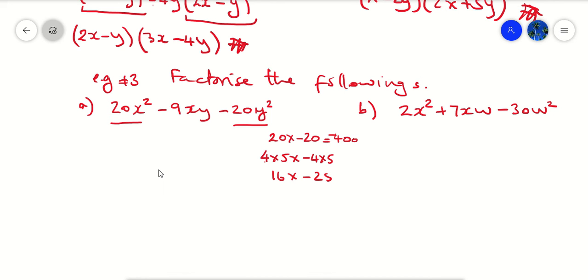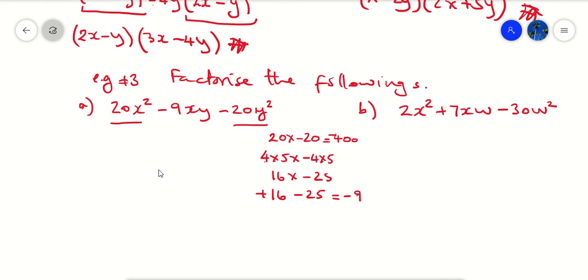Now I can see if I add these two numbers, 16 plus 16, take away 25, what will I get? This will give me minus 9. So I know I can use 16 and 25 to split my middle term. I find this way of finding the factors is easier if the coefficient numbers are too large to find out the factors straight away. So I know I can use positive 16 and negative 25 to split my middle term.